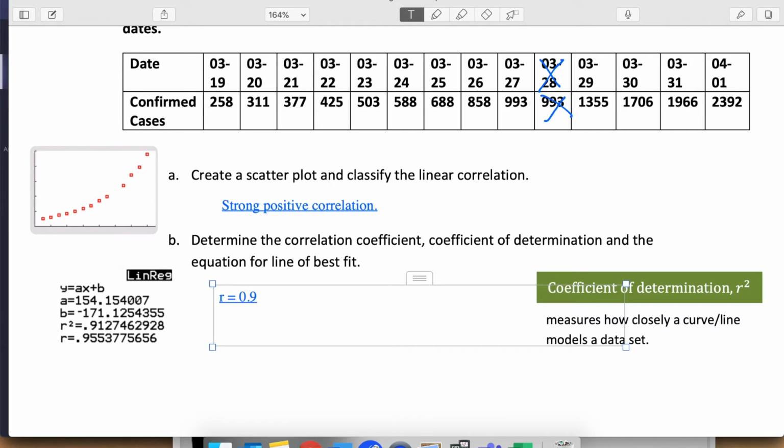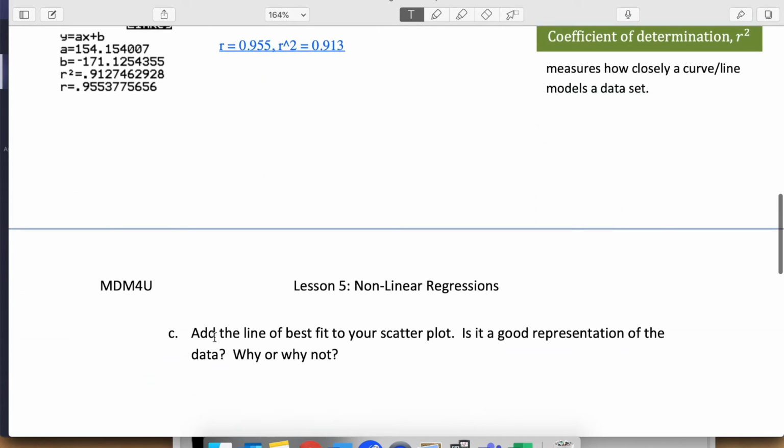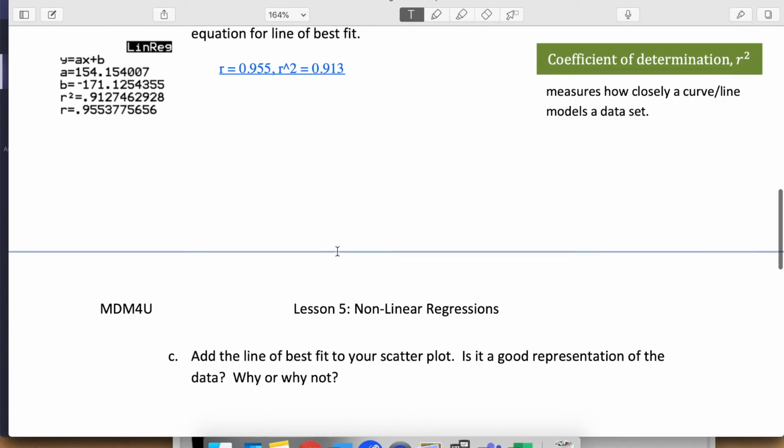I'll just round 55. And then the new thing we're going to use, which is the coefficient of determination, which is R squared, is equal to 0.913. So again, that R squared measures how closely the line or curve models the data set. So we get that. What I'm going to do in the next one, it says add the line of best fit to your scatter plot.